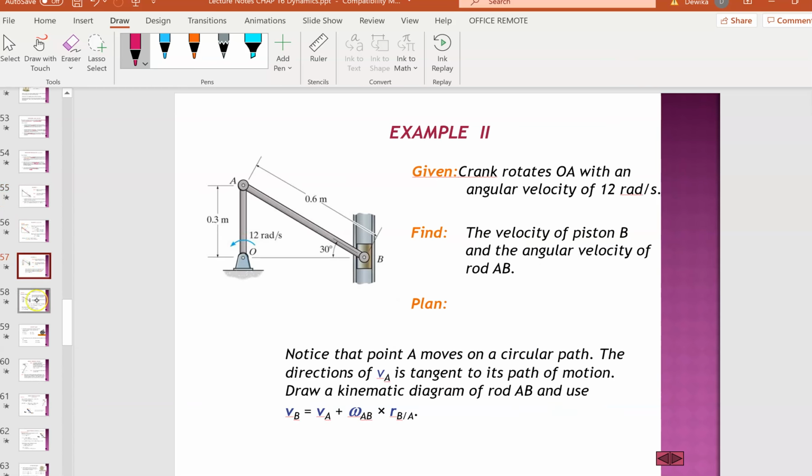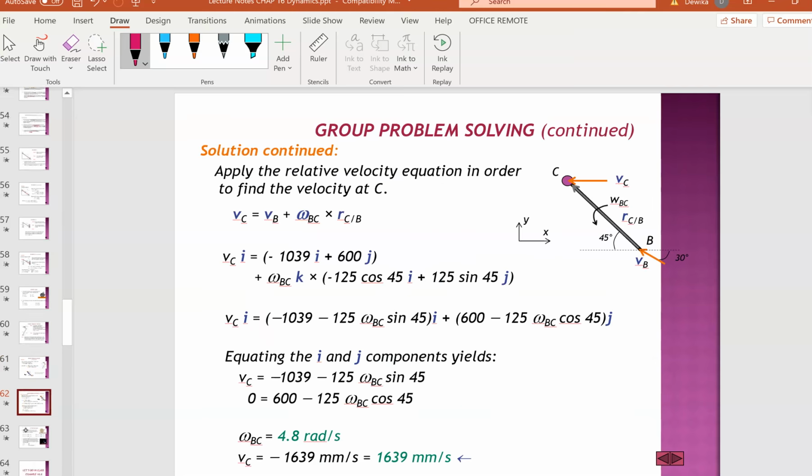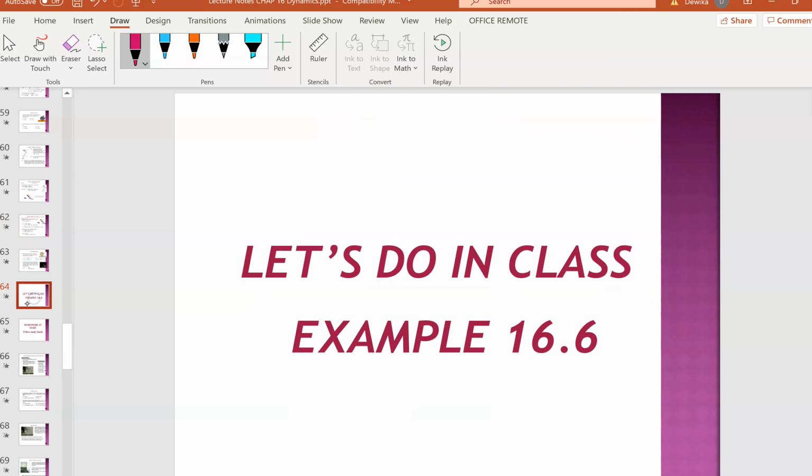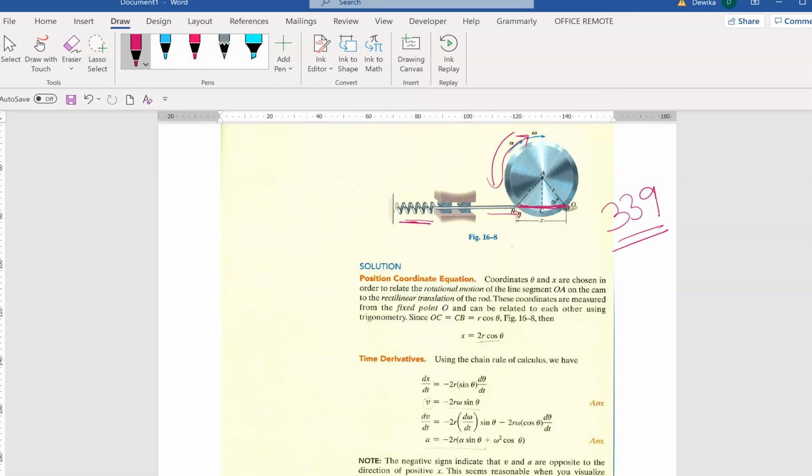This is a very simple question, you can just go through it by yourself. Yeah, I'm going to go straight to example 16.6 from the textbook.